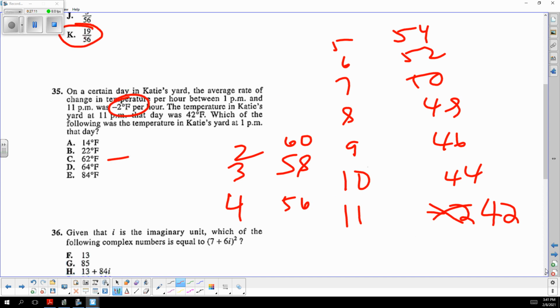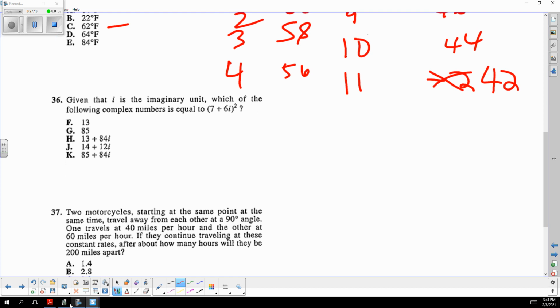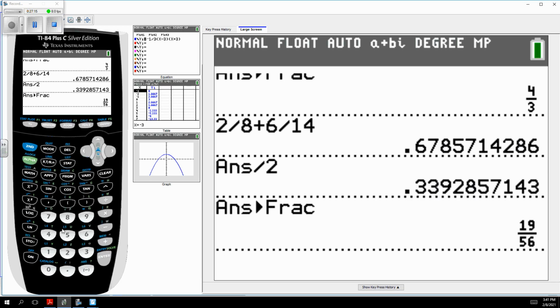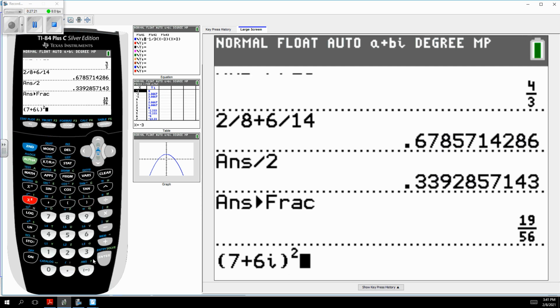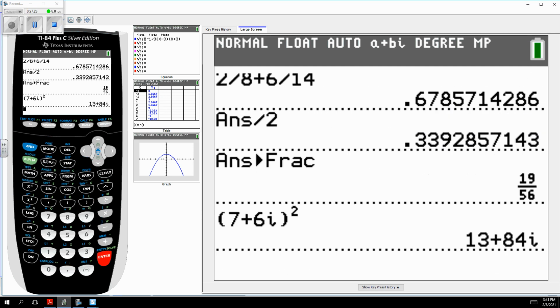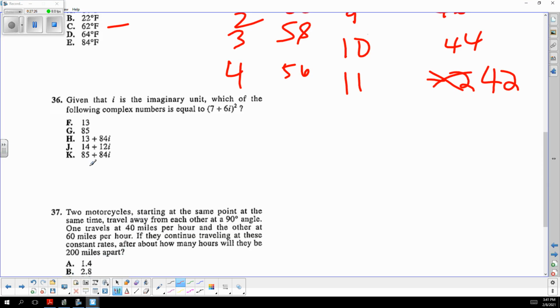Love 36, that's why you take the class. It's 7 plus 6i. i is the imaginary unit squared. The calculator does it for you. 13 plus 84i. Bada bing.